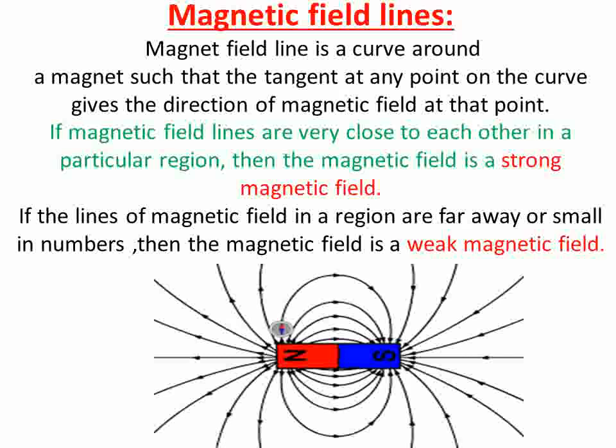Magnetic field lines. A magnetic field line is a curve around a magnet such that the tangent at any point on the curve gives the direction of the magnetic field at that point. If magnetic field lines are very close to each other in a particular region, then the magnetic field is strong. If lines of magnetic field in a region are far away or small in number, then the magnetic field is weak.